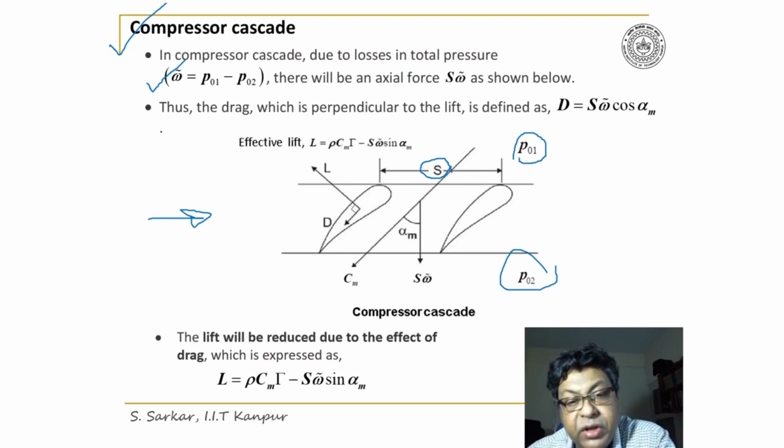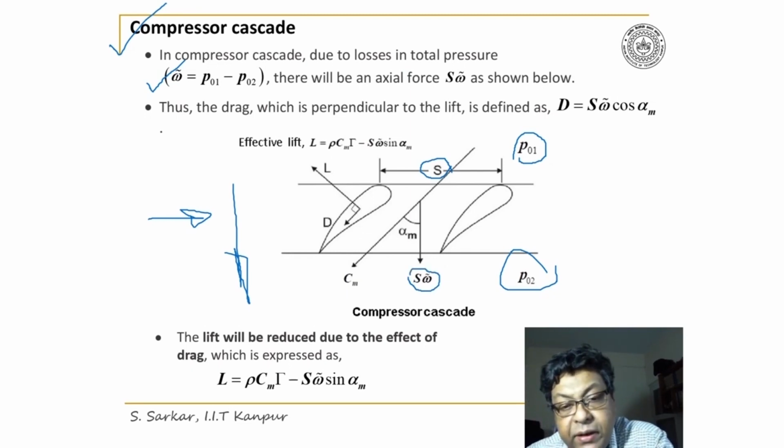Furthermore, I have indicated for the cascade, Cm be the vectorial mean velocity, and alpha m is the angle that Cm makes with the z-axis. Here z is the axial direction. Thus, there will be a force that will act in the axial direction per unit width of the blade, that would be equal to S into omega tilde. I have indicated here.